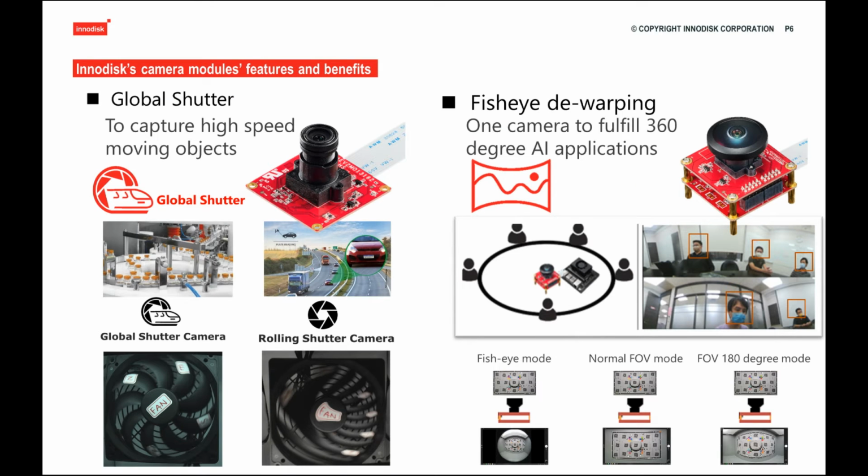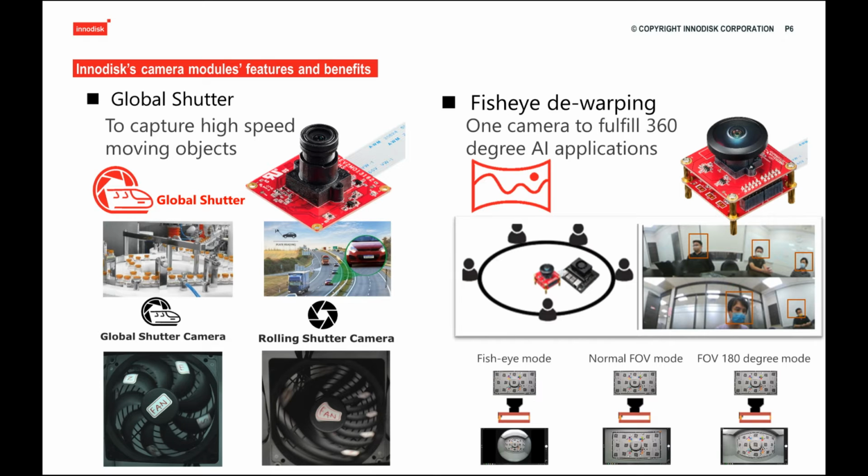Innodisk camera modules solve two image distortion issues with two distinctive features: global shutter and fisheye dewarping. Global shutter ensures distortion-free high-speed image capture. Rolling shutters, the most common type of CMOS sensor, capture each image pixel in sequence. This results in a warped image when capturing fast-moving objects because the object has moved by the time the subsequent pixel is captured. For example, a fan moves fast enough that the position of the blades moves significantly between each pixel capture, resulting in a distorted image.